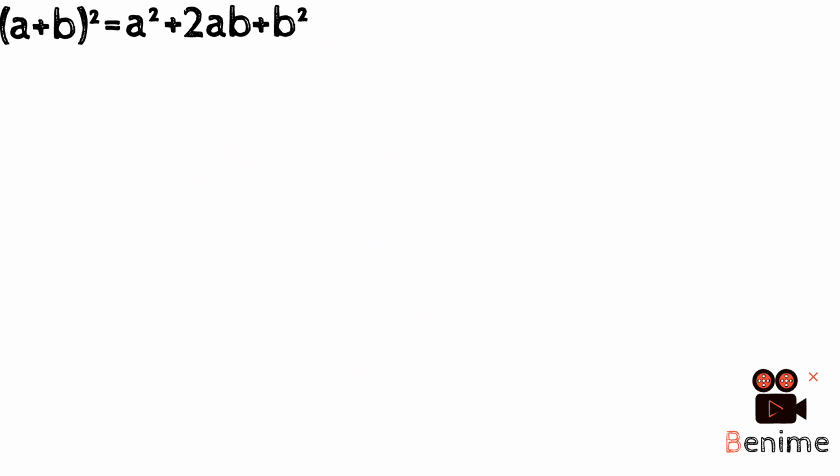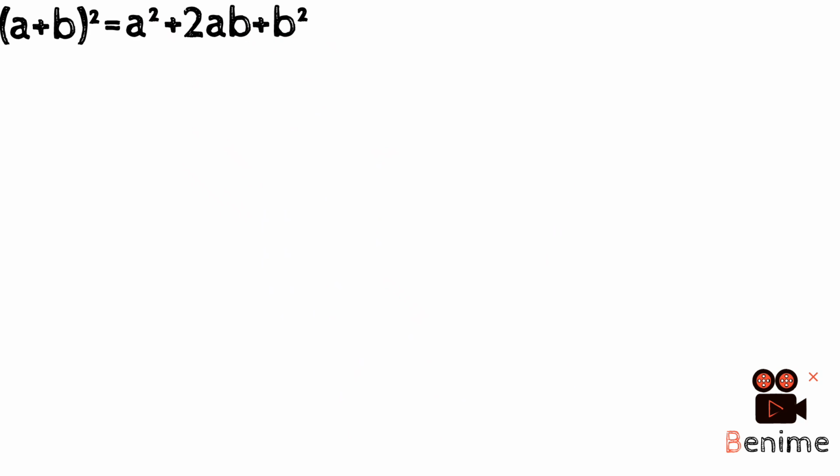I explained something like this before. There are three terms in this expansion. The number 3 is 1 greater than the degree of your expansion. The degree is the power of 2. There are three terms here. It's greater than 2 by 1.